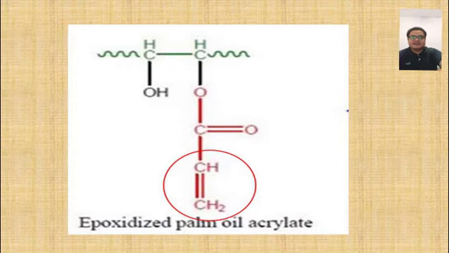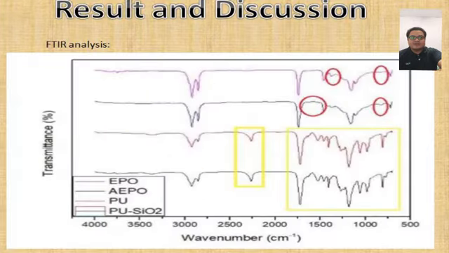For the third line, which is for palm oil based polyurethane, we see there are new peaks at 2265, 1714, 1531, and 1186 that shows the existence of isocyanate, carbonyl group, and amine. From all of these peaks, we can say that there is urethane group formed in the structure, and this shows the polyurethane chain has been successfully formed.